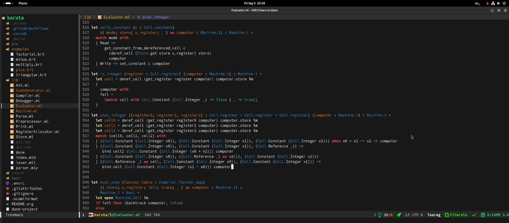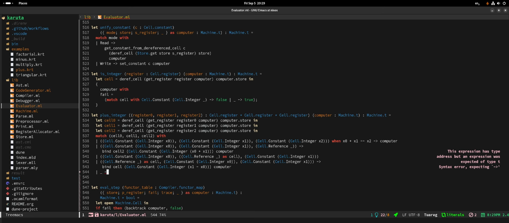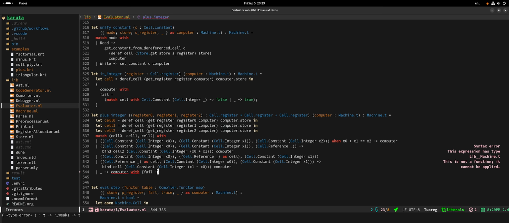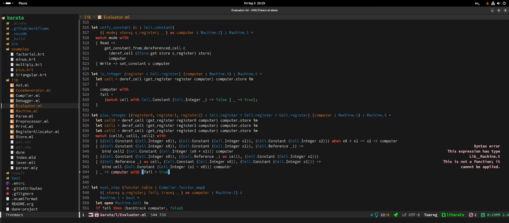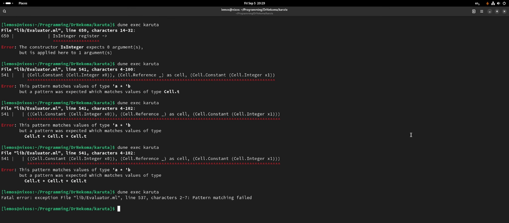Oh, we're missing every other pattern match. Like we need a catch-all somewhere. The catch-all is just fail. Return the computer with fail true. Okay, so catch-all: computer with fail equals true. The open curly brace goes before the computer, not before the fail. Like this.